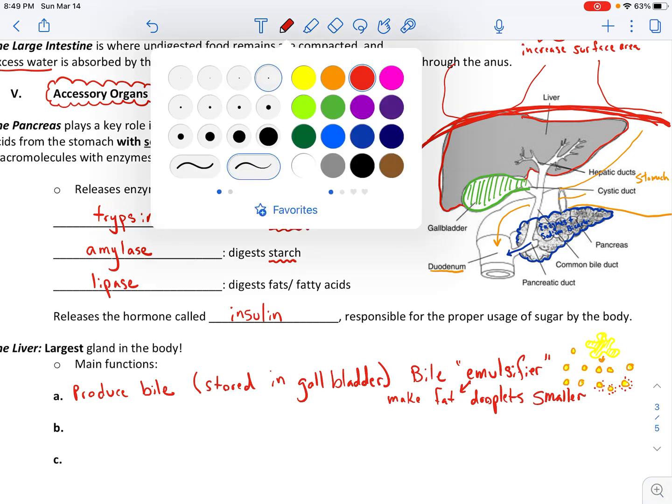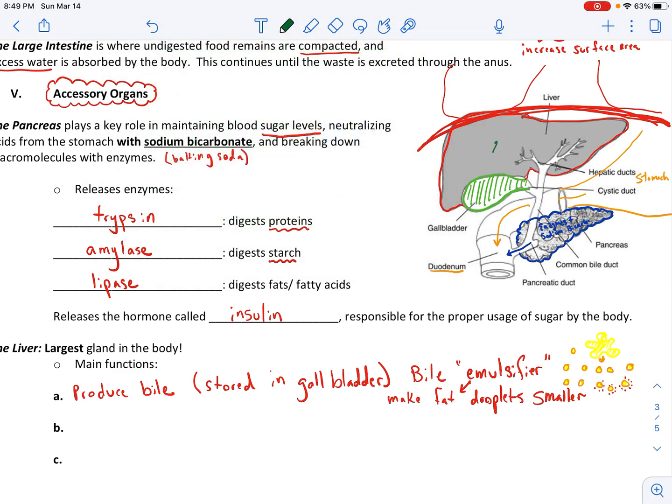But remember, bile is actually made in the liver and then put into the gallbladder for storage. So the gallbladder stores bile that was made, and then that also is going to be squirted onto, for lack of a better word, the chyme that's coming from the stomach to help break down those fats.